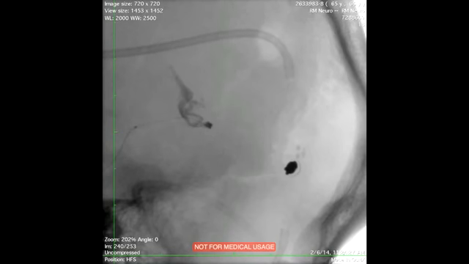An Onyx cast is hence obtained, which conforms to the initial fistula pocket filling during the microcatheter injections we had demonstrated earlier.